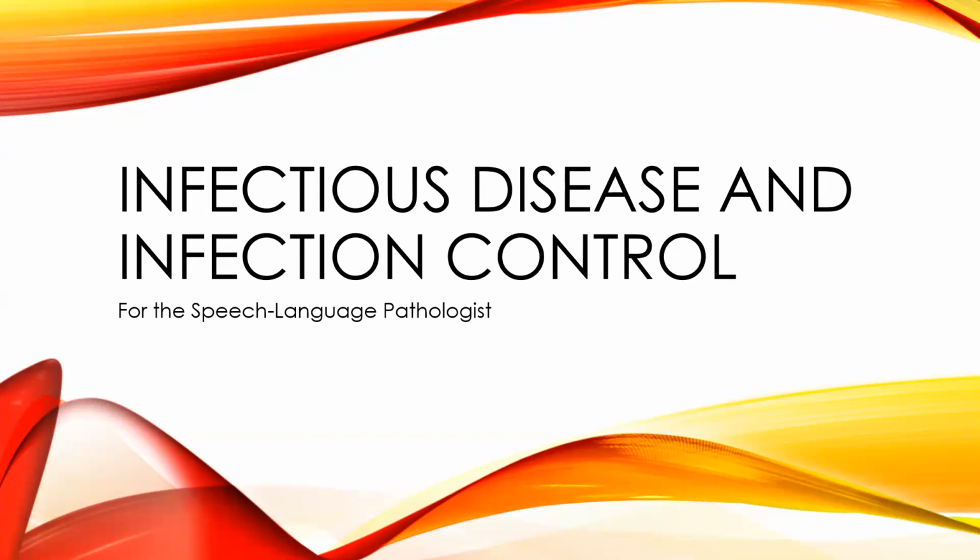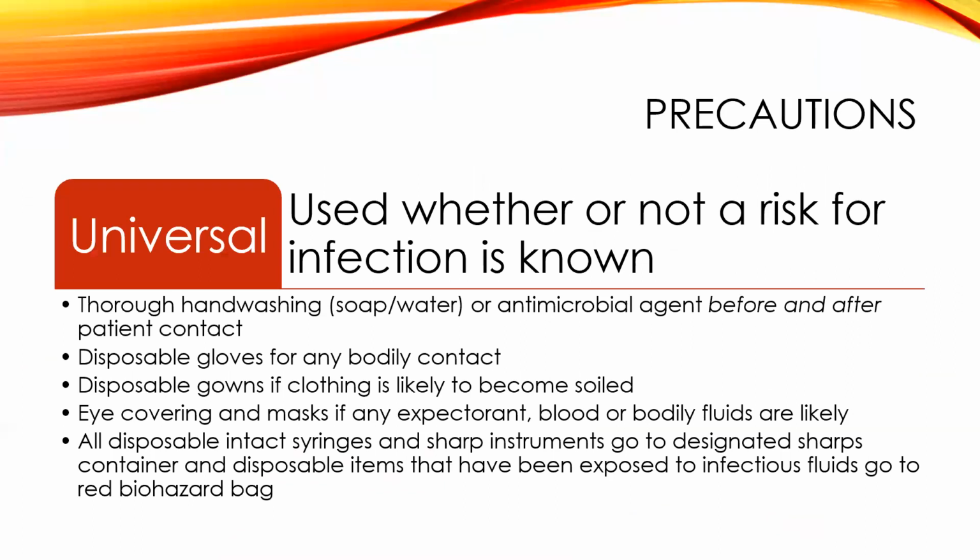All right, so we're going to start with one of the most basic. So this is universal precautions. Universal precautions are used with every patient that we encounter. So whether or not there's a known risk for infection or a confirmed infection, we are always going to follow these guidelines. So a thorough hand washing or antimicrobial agent before and after patient contact. So usually before and after you enter their room.